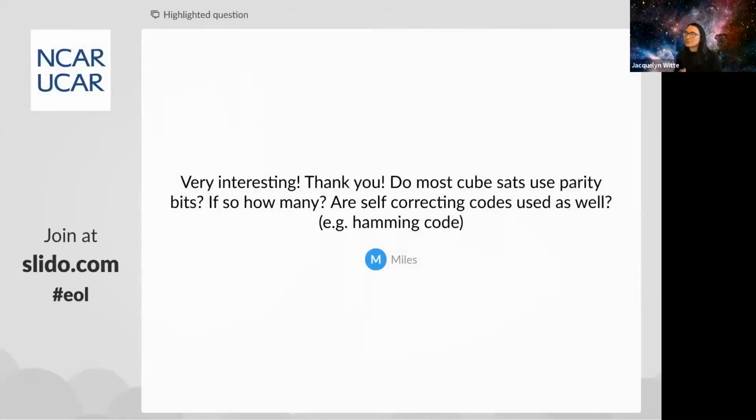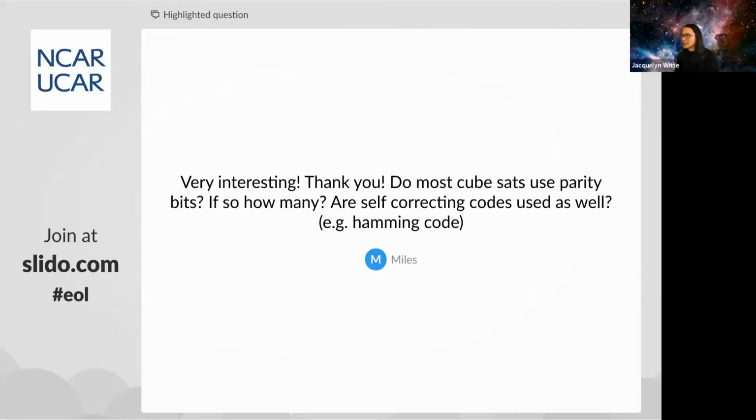We have a question from Miles. I wonder if this is related to Team Miles that you spoke of, John. This person says, very interesting, thank you. Do most CubeSats use parity bytes? If so, how many? Are self-correcting codes used as well? Example, Hamming code.